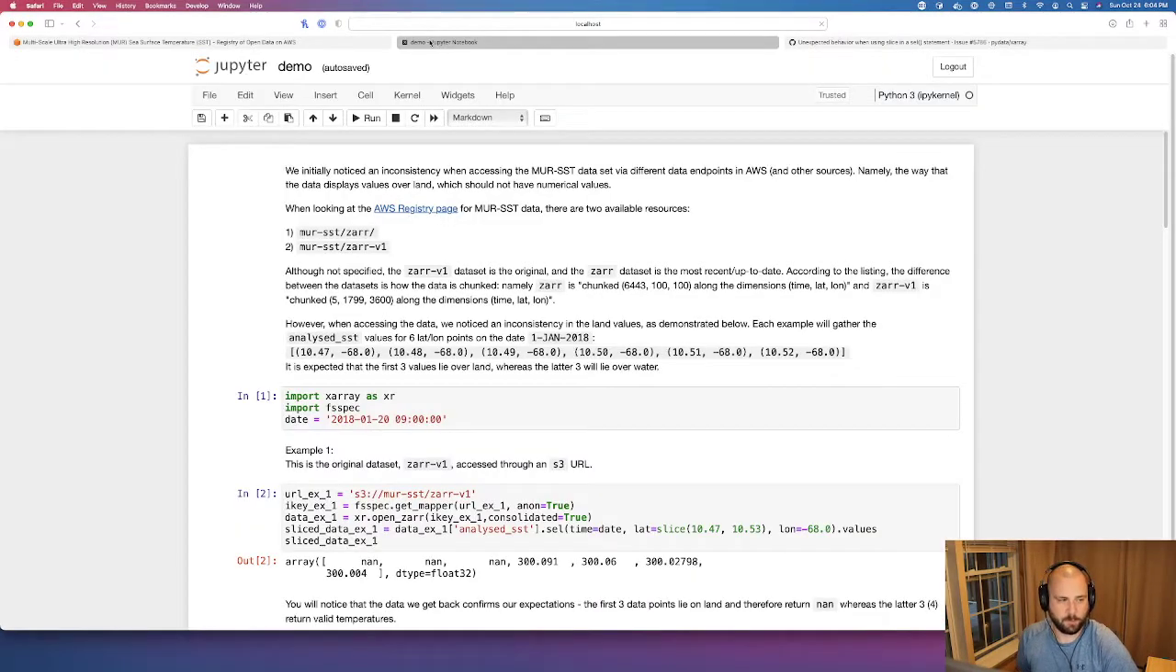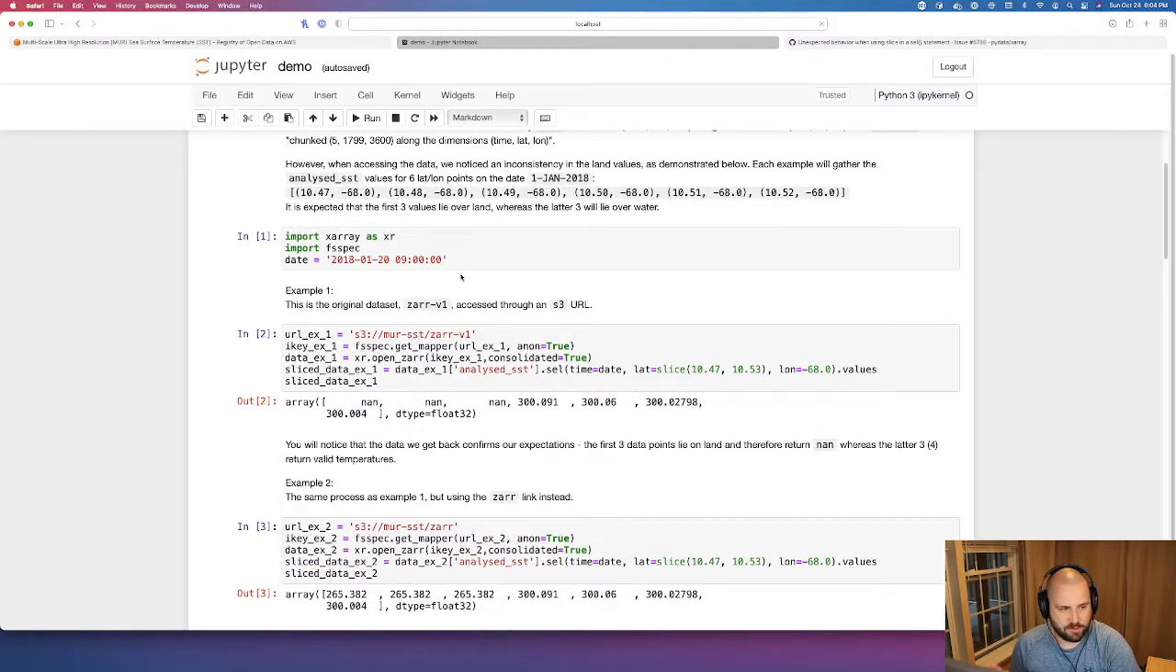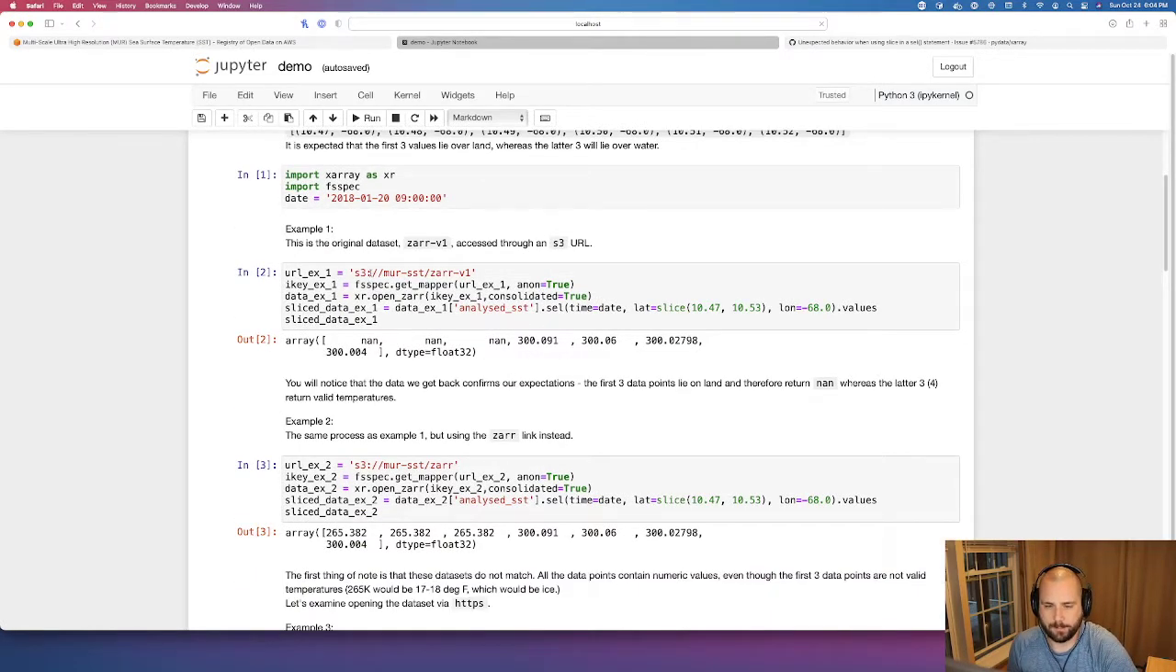If you're not familiar with the MUR SST data, it shows the temperature over the ocean. If you've got points sitting over land, you're not going to see temperatures. They should come up as not a number, or some way to discern that you're not working on water. I've already run everything in this Jupyter notebook to save time, since I've only got 5 minutes. I'm working on the date January 20th of 2018, which is available for both data sets. In this first one, I get the S3 data from the ZAR V1 and slice it across a very small sample, covering a couple of points on land and a couple of points on water.